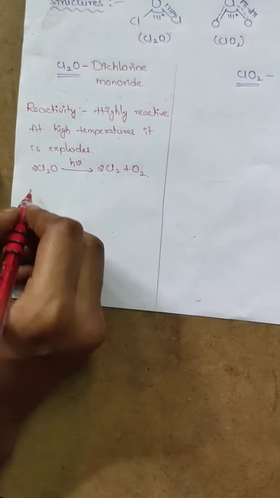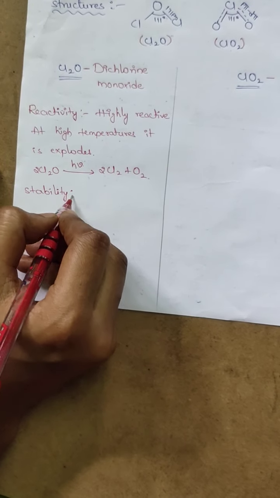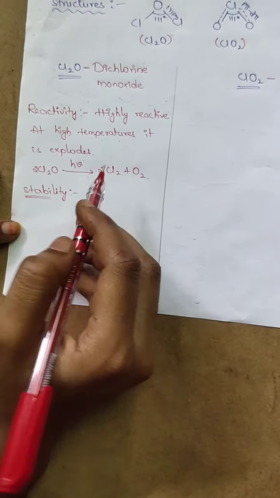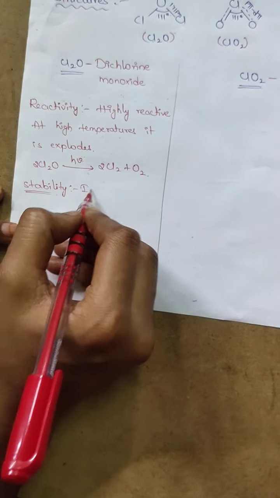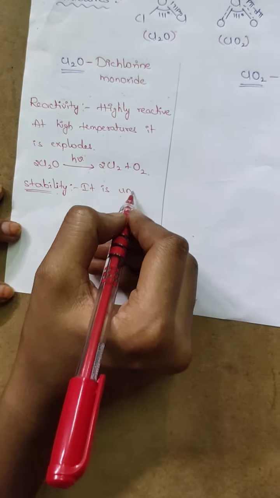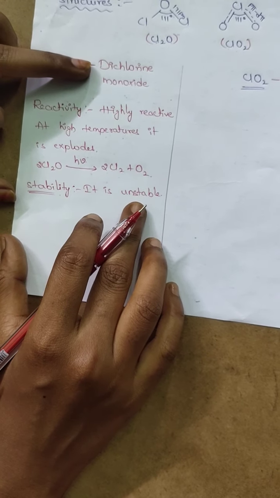Next one is the stability. As we know that highly reactive elements are unstable in nature, so it is unstable. Dichlorine monoxide is unstable.